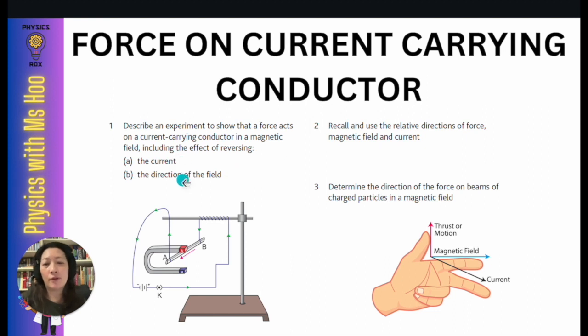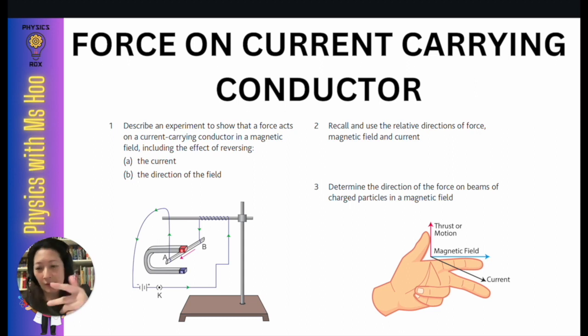If you change both, then you have to check, is the force going to change or is it going to stay the same? How you do that is by using Fleming's left-hand rule. So Fleming's left-hand rule is related to number 2, which is where you need to recall and use the relative directions of force, magnetic field, and current.